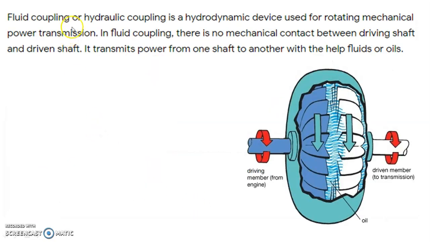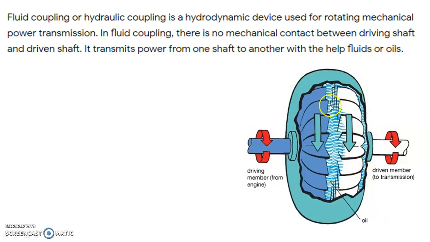So fluid coupling or hydraulic coupling is a hydrodynamic device used for rotating mechanical power transmission. In fluid coupling, there is no mechanical contact between the driving shaft and driven shaft. So no mechanical contact between driving and driven shaft is achieved with the help of fluid coupling. It transmits power from one shaft to another with the help of fluids or oils. That's why it is called a fluid coupling.